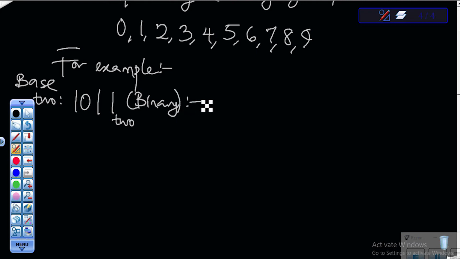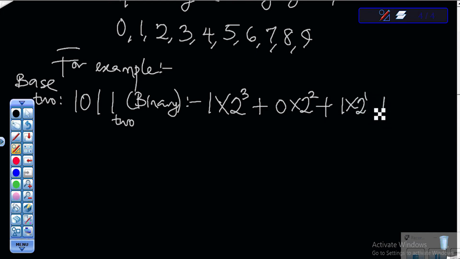There are other names along the line of this course. You will meet different information that you might need on the way. Now, 1011 base 2, in value, is the same thing as 1 times 2 raised to power 3, plus 0 times 2 raised to power 2, plus 1 times 2 raised to power 1, plus 1 times 2 raised to power 0.